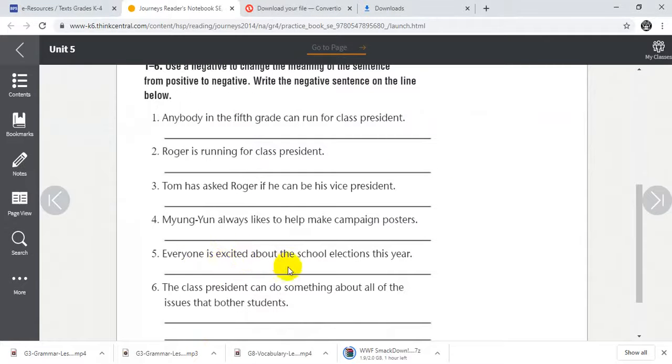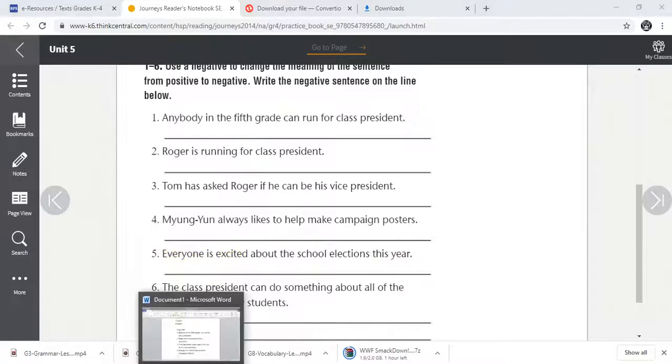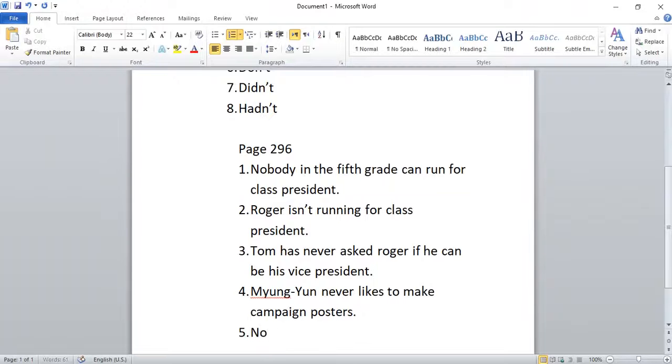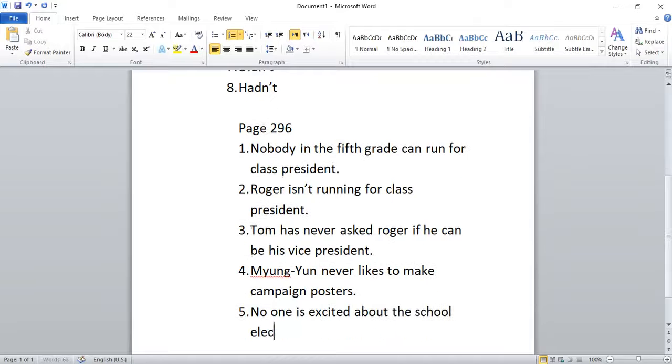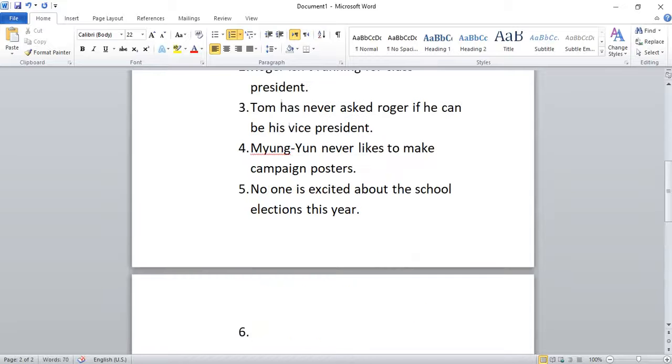Everyone is excited about the school elections this year. Or we can say, no one is excited about the school elections this year. Or everyone isn't excited. Okay, so we're going to say no one is excited about the school elections this year. Alrighty, number 6.